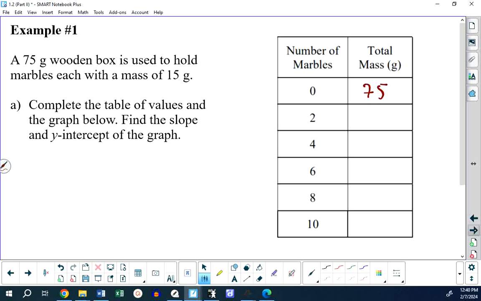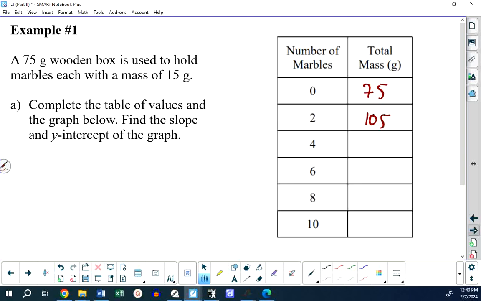What about with 2 marbles? Well, I want you to figure out what the total mass would be if we put 2 marbles in the box. Each marble is 15 grams, so you can take 75 plus 15 plus 15. Or you could say 2 marbles is 30 grams, so we can add 30 grams, which is 105.